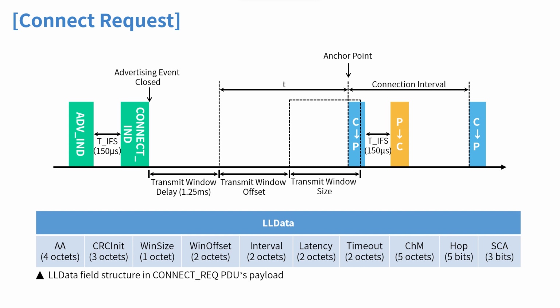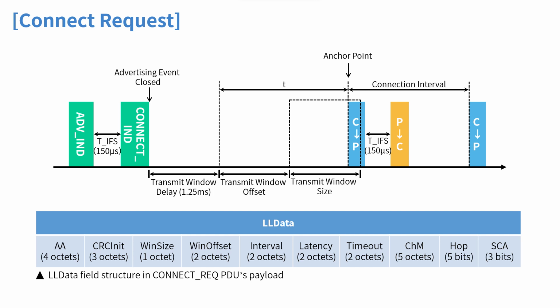If a packet is not received in a transmit window, the peripheral should attempt to receive a packet in a subsequent transmit window. A subsequent transmit window should start one connection interval after the start of the previous transmit window, with the same transmit window size. After receiving it, the peripheral will reply with an empty packet to the central. Once the central receives the reply packet from the peripheral, the connection is established.